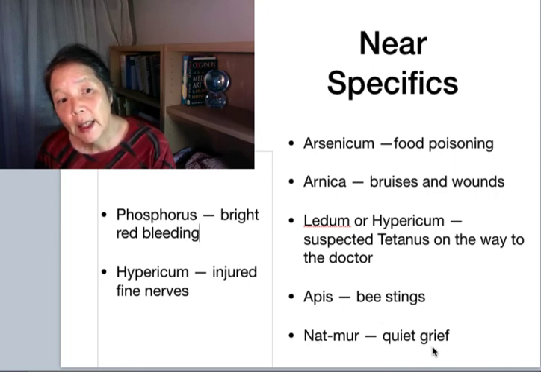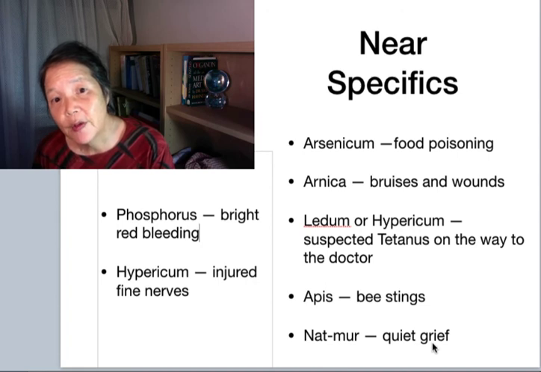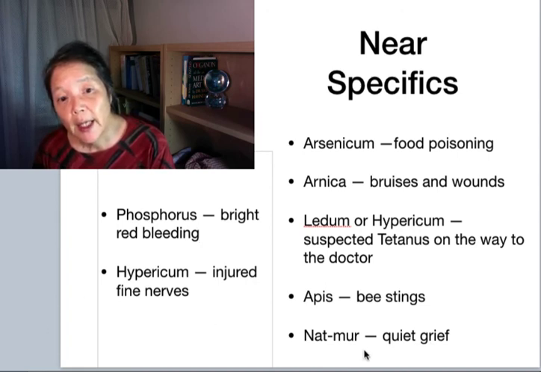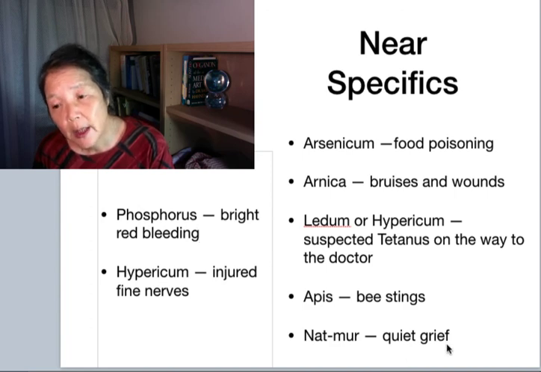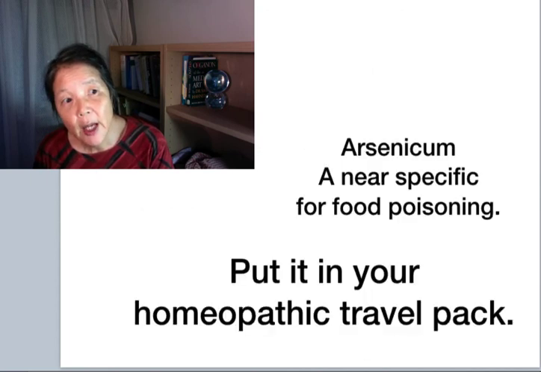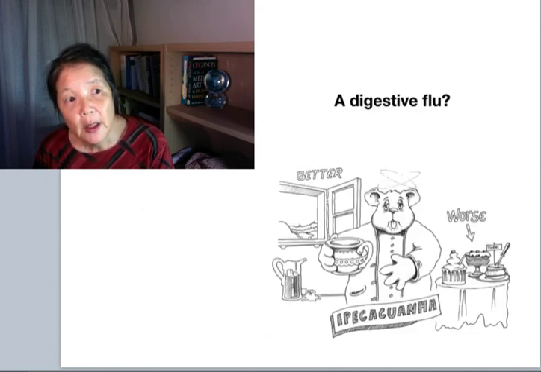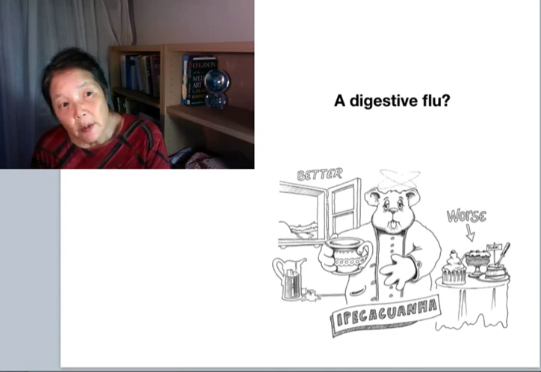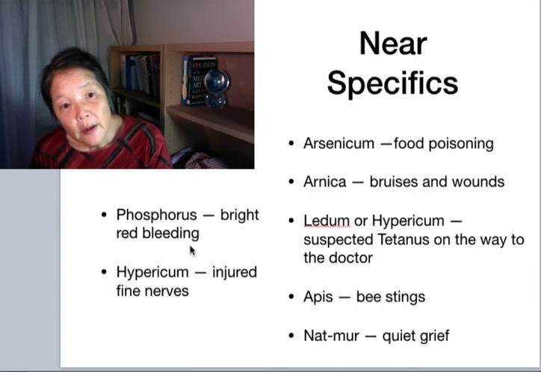Natmur is for quiet kind of grief. There's a kind of grief where the person is yelling and screaming and falling apart that way. And that isn't Natmur. It's this quiet, withdrawn grief. Yeah, there are these near specifics, and arsenicum happens to be one of them. But it isn't easy to choose, because there are other remedies, and it's possible to get mixed up. Near specifics, though, pretty much you want to remember these and just have them.